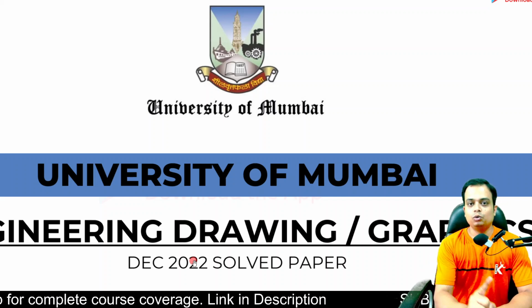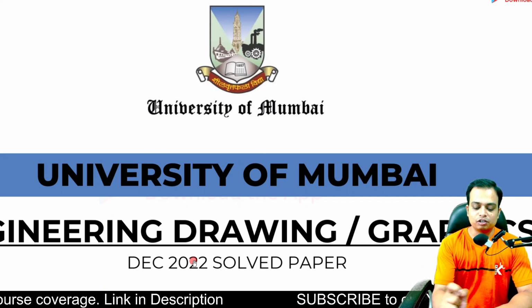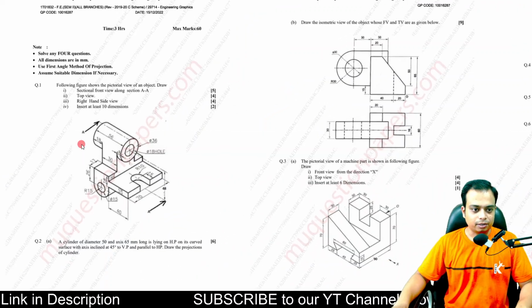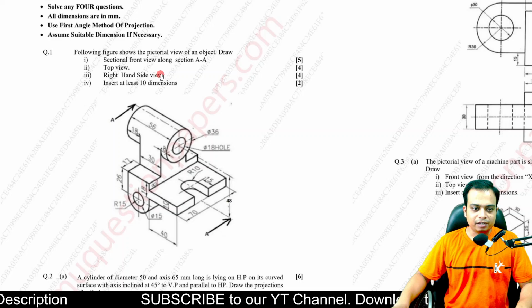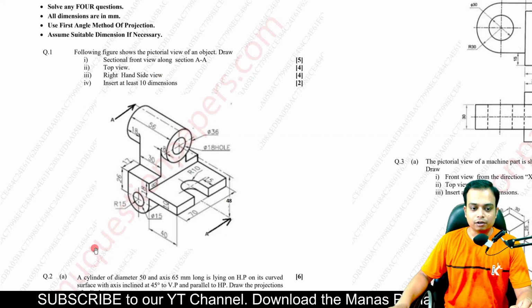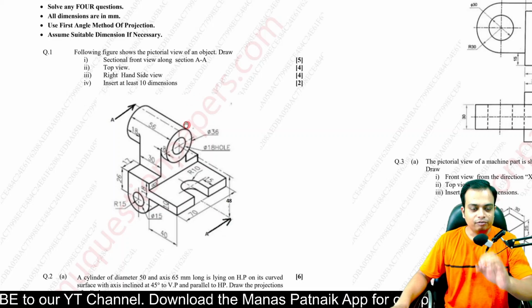Question number 1, December 2022, engineering graphics paper from the University of Mumbai. And here we go. Let's check this out. So we have been given the pictorial representation of an object, and what we need to do is create the front, right hand side and the top view. But the front view is slightly different.